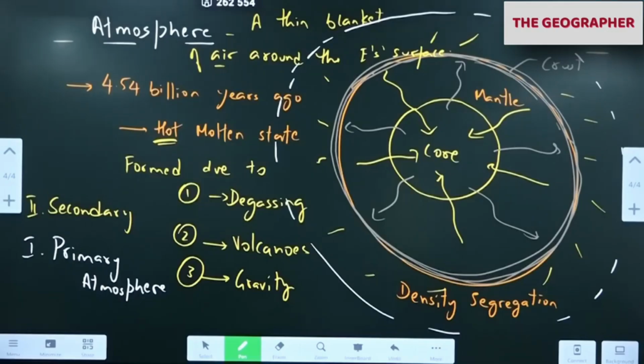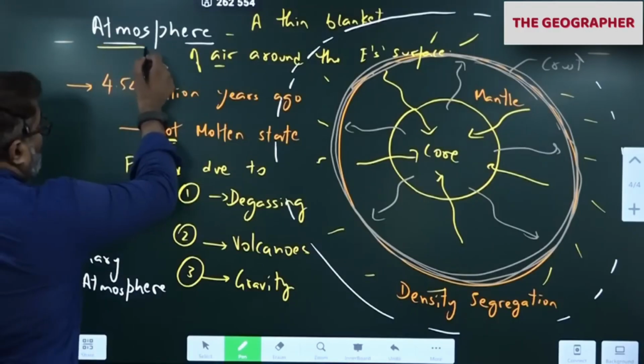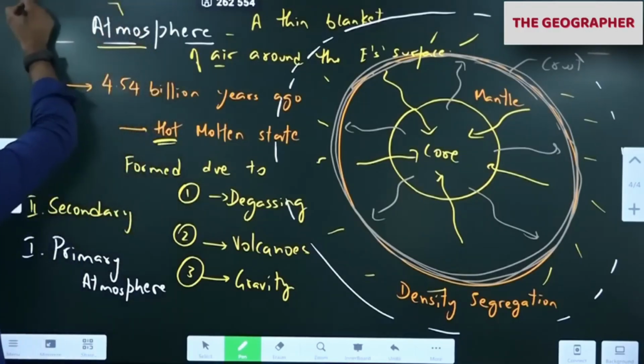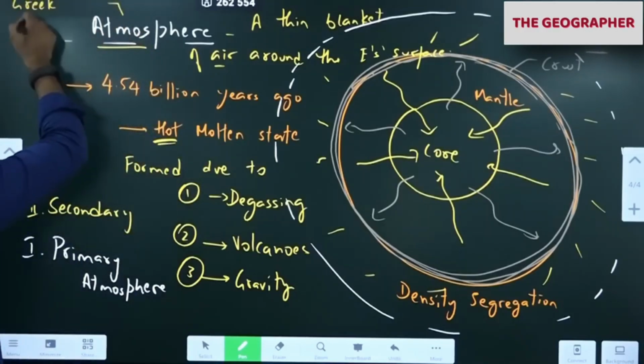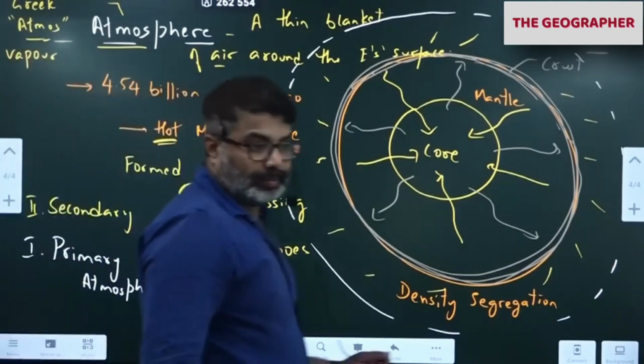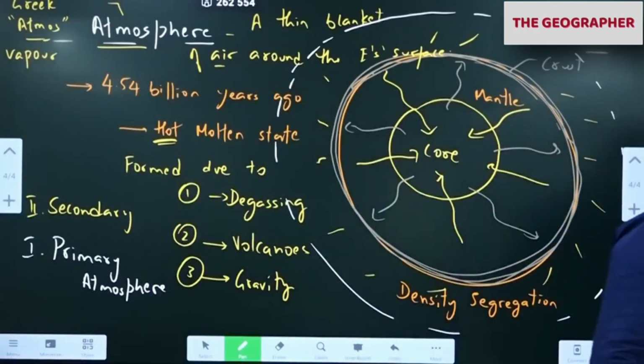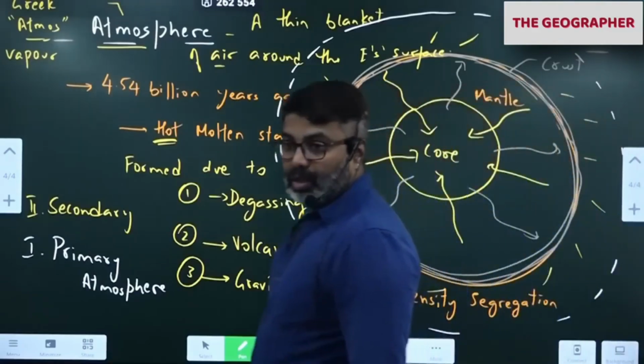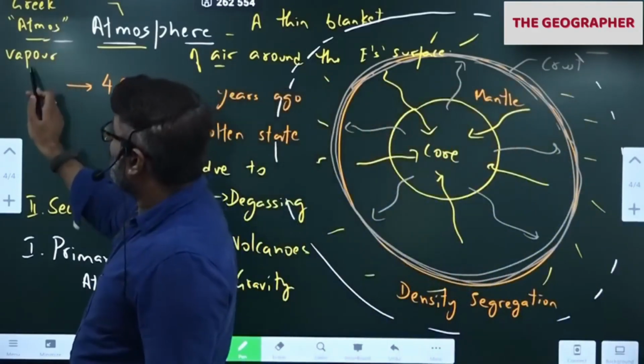Okay, so please remember what is atmosphere, all of you know. The word atmos comes from the Greek word atmos, meaning vapor. So atmosphere basically comes from the Greek word atmos, meaning vapor.